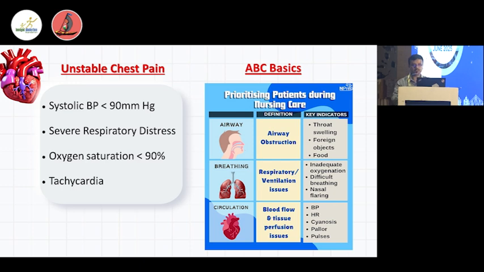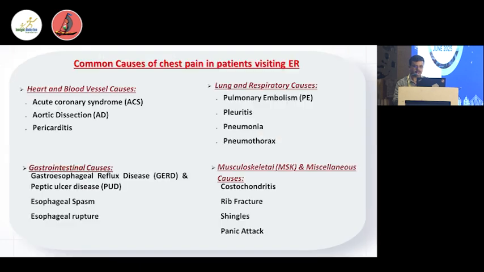So, when the patient comes here, the most important thing is to triage the patient. Let us first know which is an unstable chest pain. An unstable chest pain patient is one who is having hypotension with tachypnea, severe respiratory distress, with tachycardia and hypoxia. So, in all these cases, before coming up to any particular diagnosis, it is important to take care of the ABC classical protocol of emergency medicine.